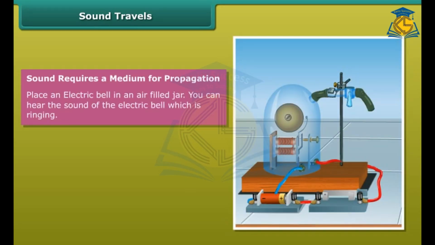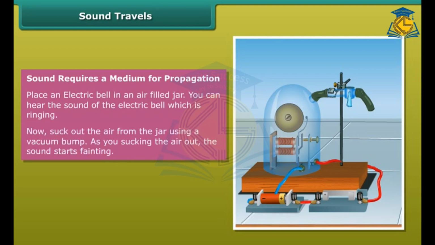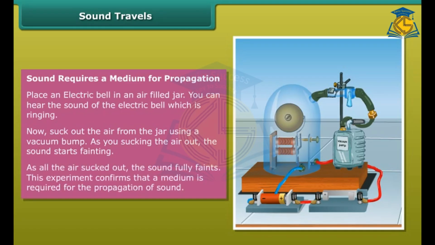Place an electric bell in an air-filled jar. You can hear the sound of the electric bell which is ringing. Now suck out the air from the jar using the vacuum pump. As you suck the air out, the sound starts fainting. As all the air is sucked out, the sound fully faints. This experiment confirms that a medium is required for the propagation of sound.